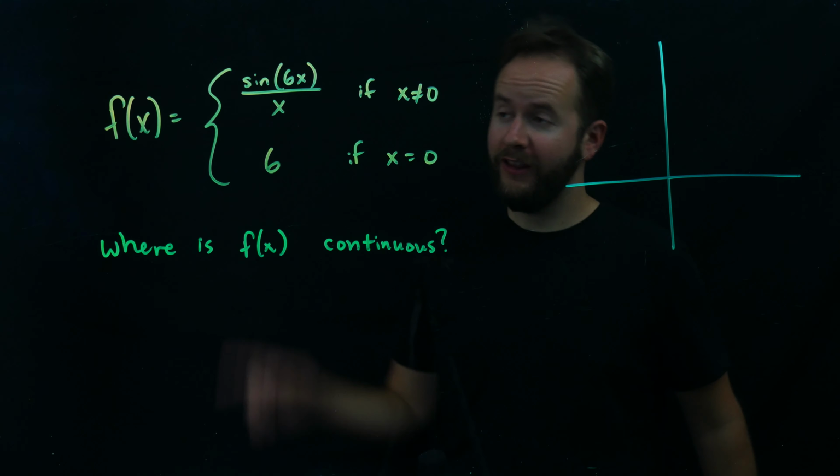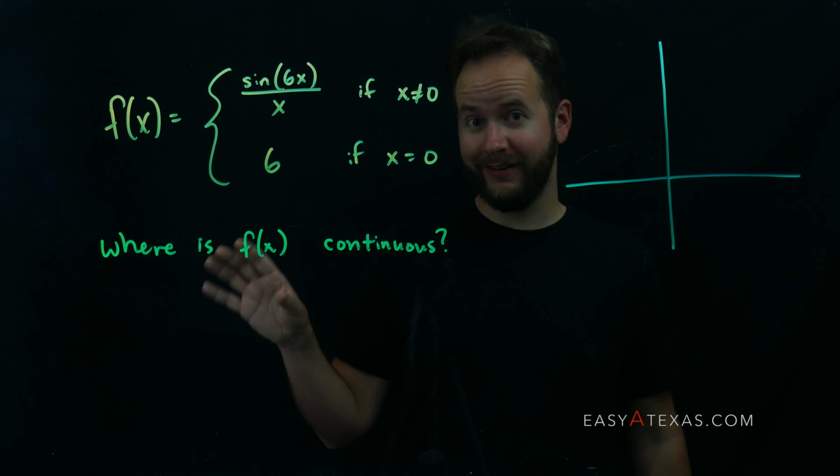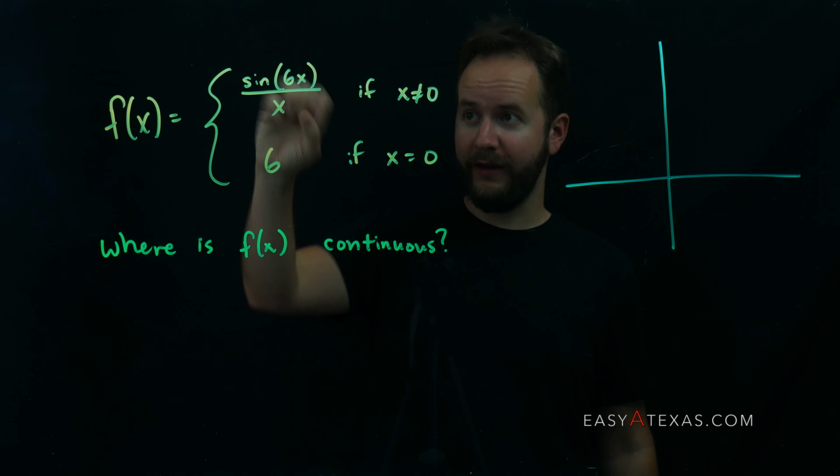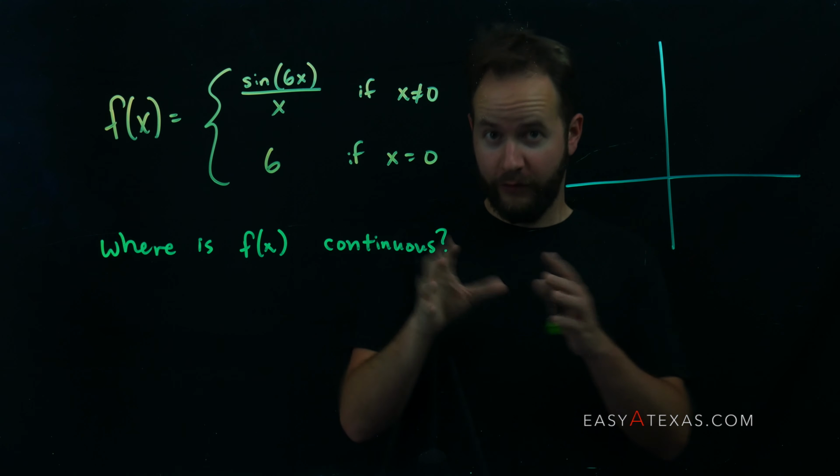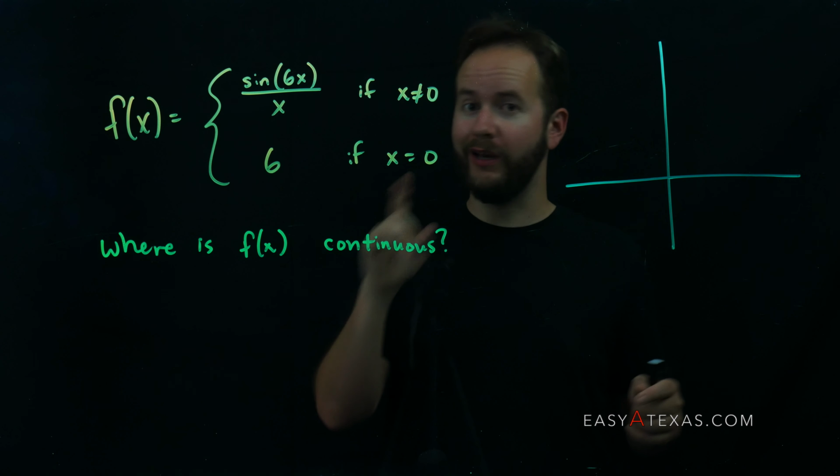This is a piecewise function. And in this piecewise function, we were trying to figure out where it is continuous. Let's start with this top piece, sine of 6x over x. For that function, you can plug in whatever value of x you want except x equals 0.